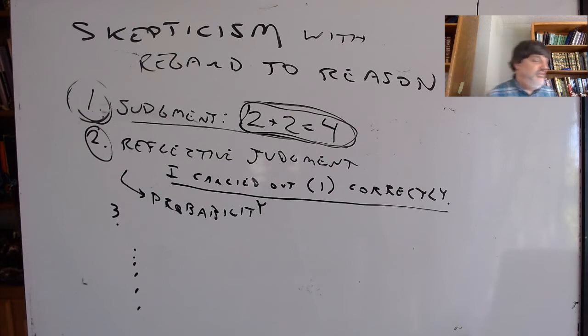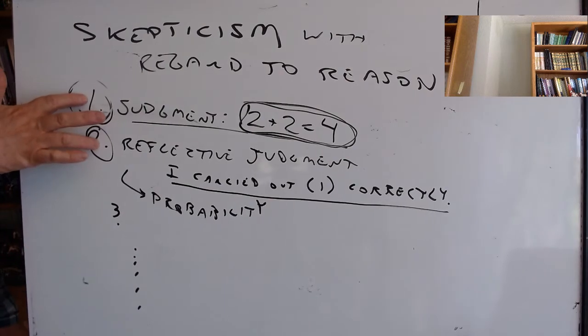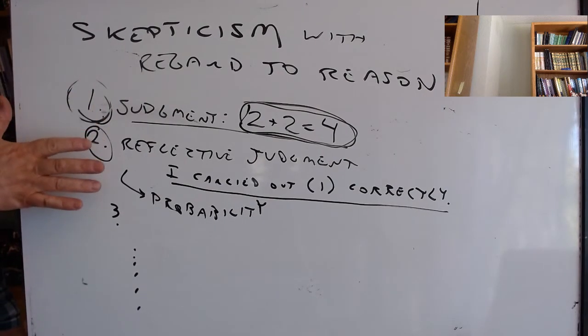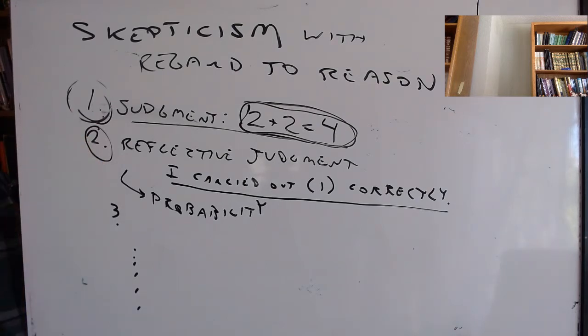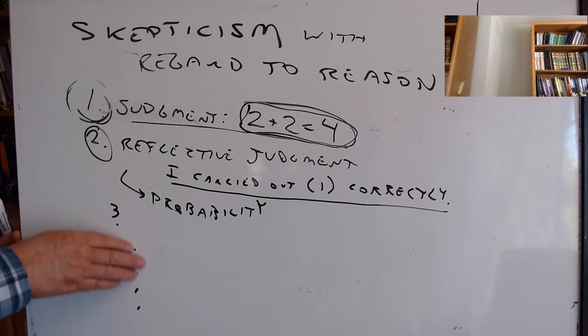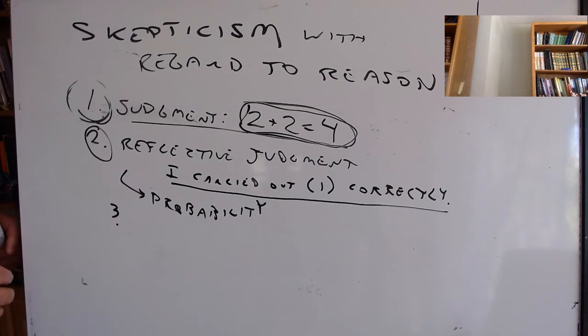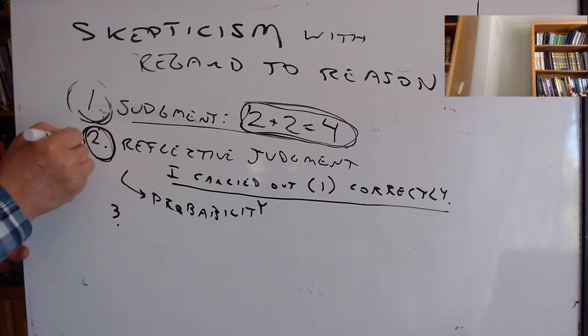So the stronger skeptical conclusion doesn't come just from this. And that's going to be important when Hume explains why, in fact, in the end, we don't believe the stronger skeptical conclusion. But so how do we get the stronger skeptical conclusion? Well, we say, you know, okay, how sure are you about this?